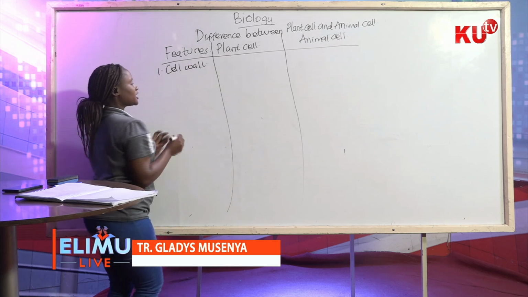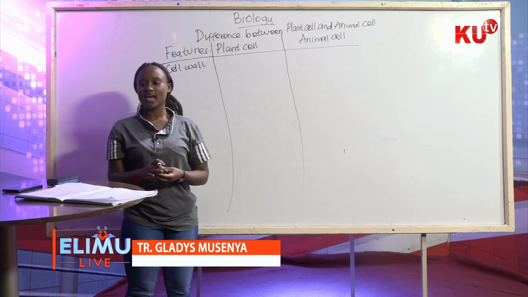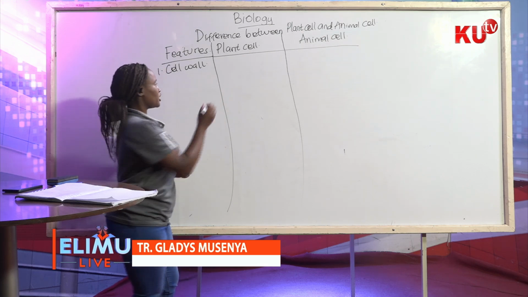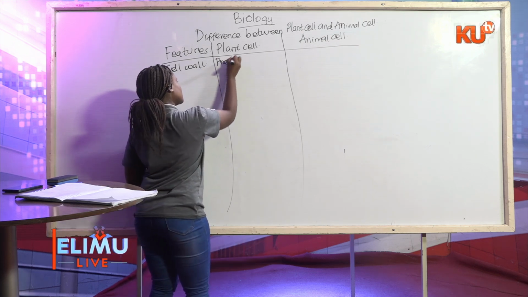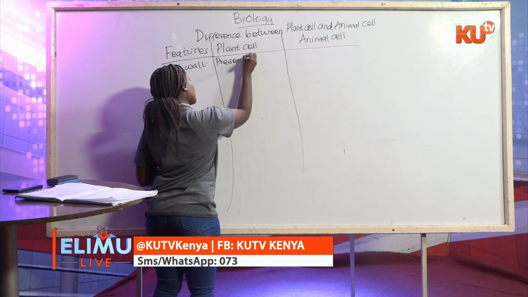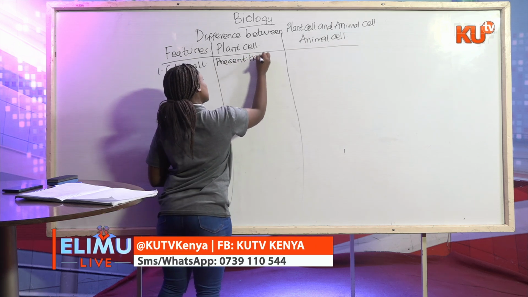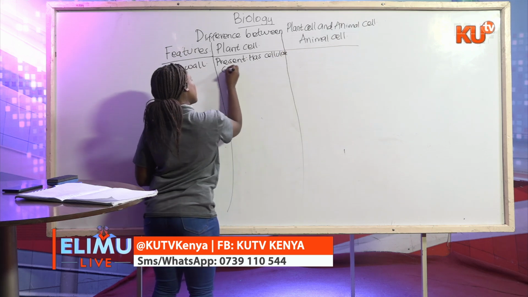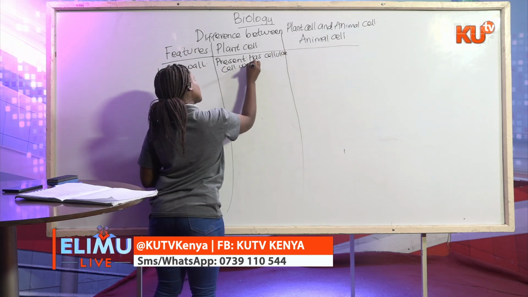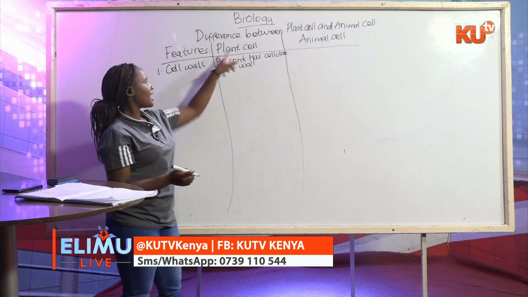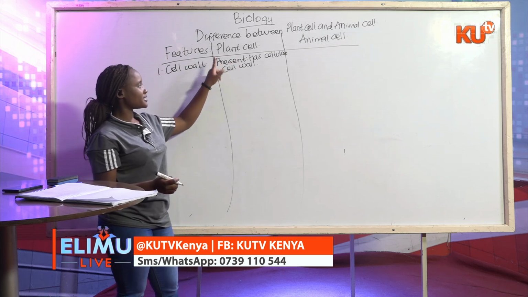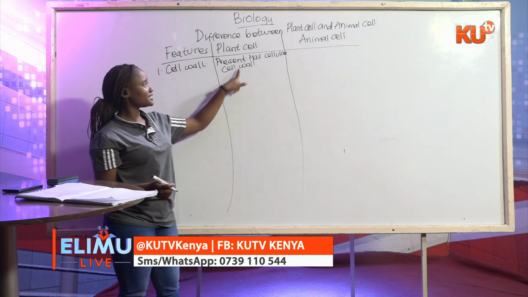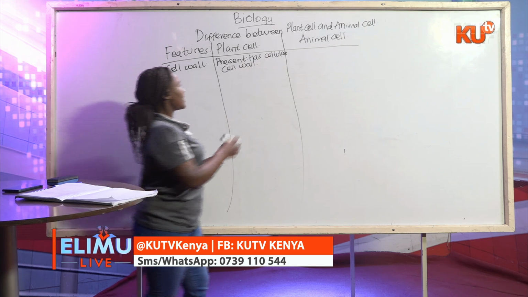This is the first one. In plant cell, they have a cell wall, which is a cellulose cell wall. So it is present. The plant cell has a cell wall which is present, and the cell wall is made up of cellulose.